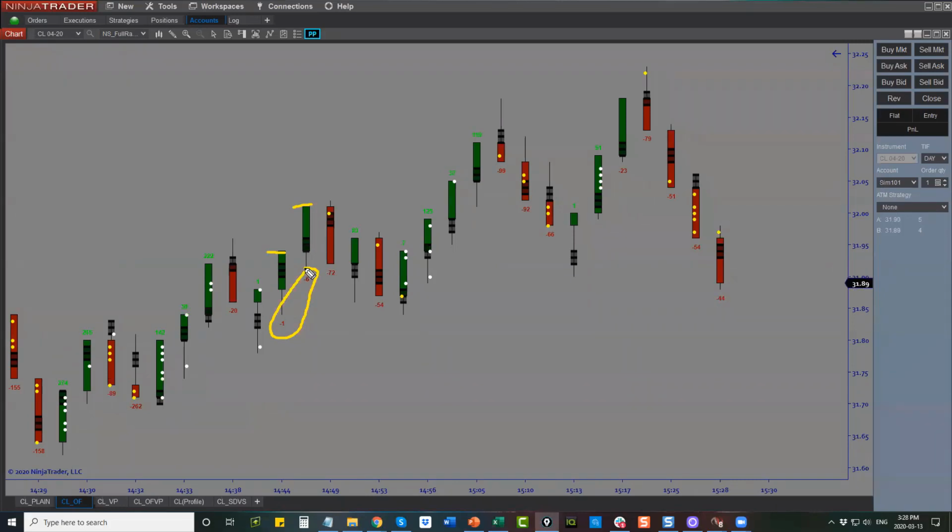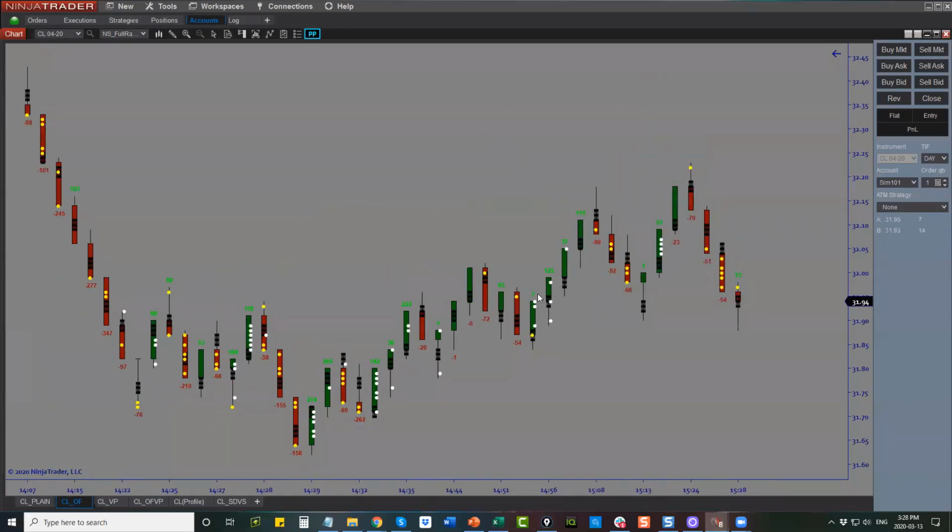What does that tell us? It tells us that there's absorption in the market. It tells us that even though prices are going up, the sellers are not able to control the market. It means the sellers are being absorbed. So whenever you see price going in one direction, but the order flow is not lining up with that, it's because there's absorption in the liquidity taking place. Now, how do you trade that? Well, it's not so much about how you trade that.